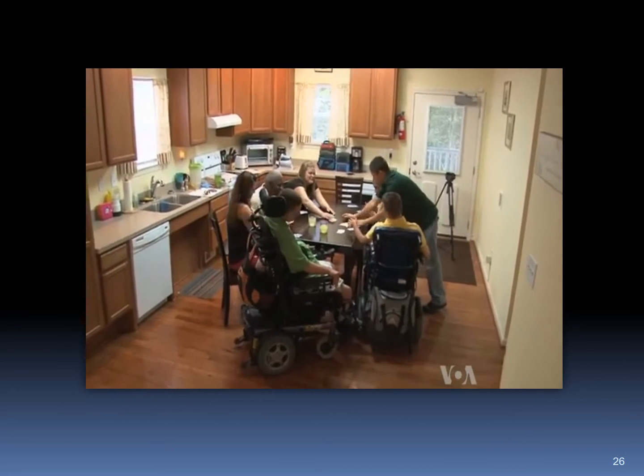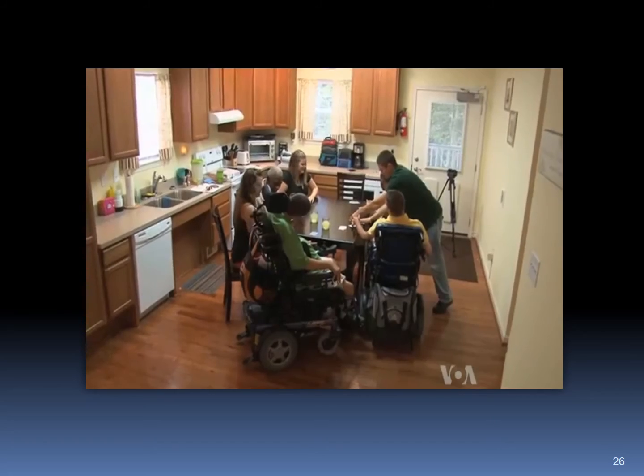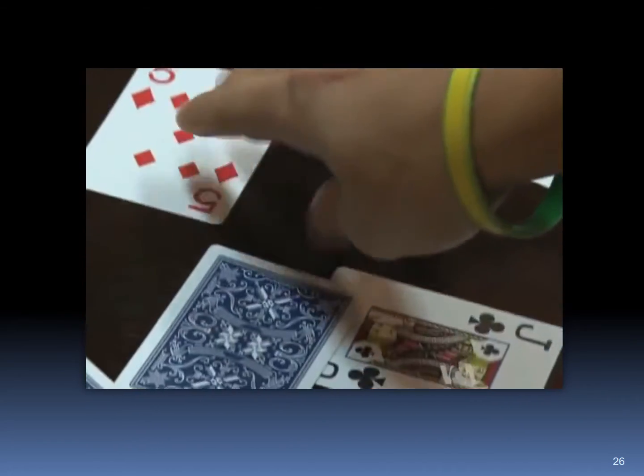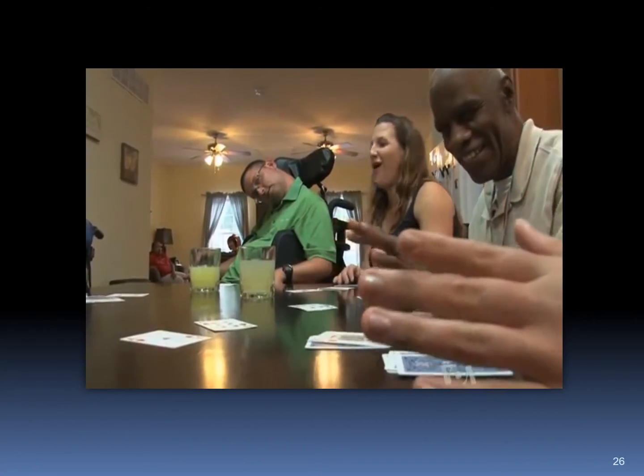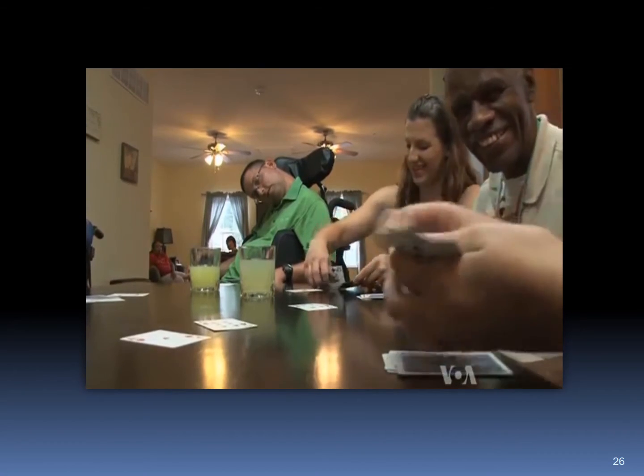They seem like a regular family, doing what most families do. But these 5 people living in this house are not related. The 4 men have disabilities, and Amber Kimball is their live-in caretaker.